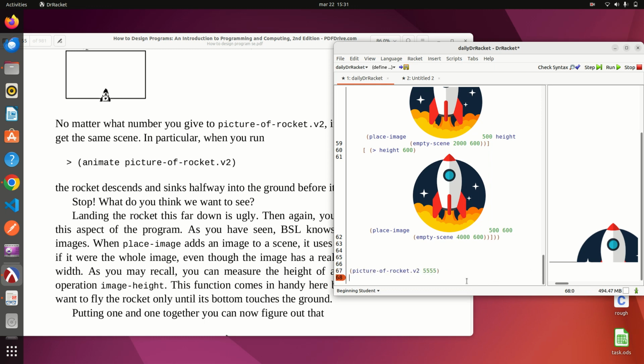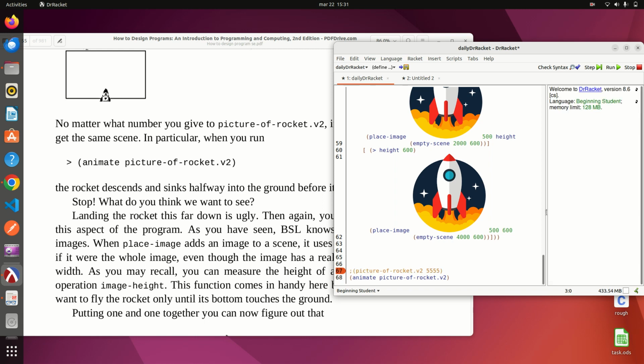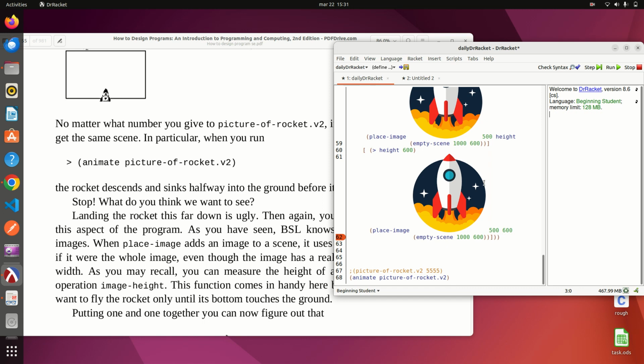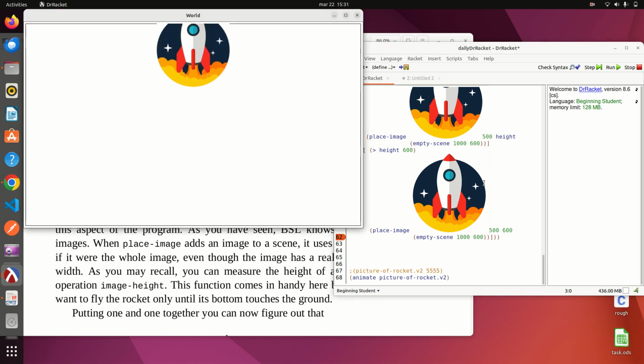Animate picture of Rocket V2. Big Bang cannot render images larger than 2000. Okay. So I think I need to put it down to like 1000 and 1000. And let's see if it touches down.